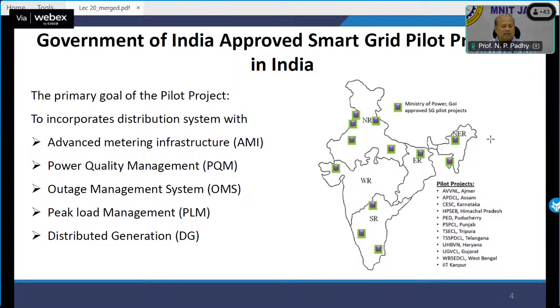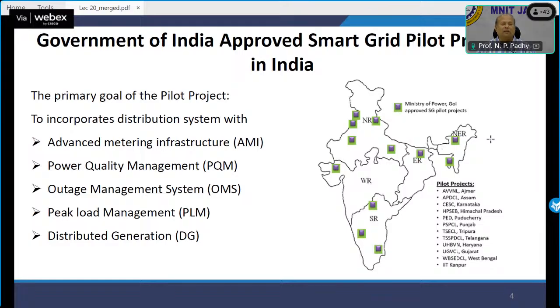So there is advanced metering infrastructure. In the initial days, even putting AMIs at different substations or distribution systems was considered smart grid at that time. But today, putting in a SCADA becomes a smart grid. And after a few days, until you have an ADMS, your system is no more smart. Okay. So power quality management programs, outage management systems, peak load management, and distributed generation installation are the components of different pilots that the government initiated in 2010 to 2012 as the initial steps of smart grid.